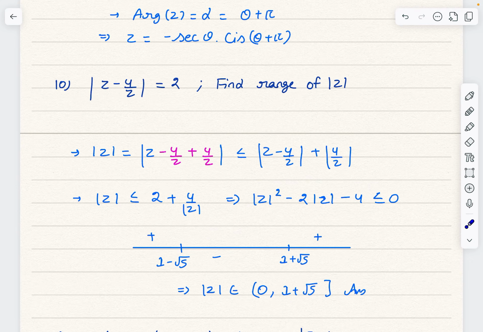But you see, |z| cannot be negative, so we need not start from here. We can just start from open 0. So |z| will belong to (0, 1 + √5]. Why open 0? Because |z| will be 0 only if z is 0, and z = 0 we cannot take here because z is in the denominator. So the final answer is (0, 1 + √5]. I hope it is clear, guys. Next.